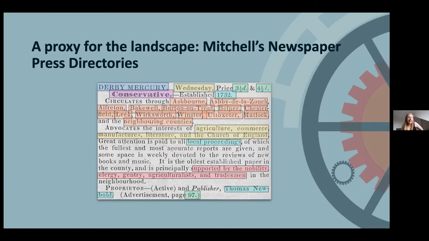We had them scanned and OCR'd, and then Caspar Beelen worked on how to extract that rich contextual information you're seeing highlighted in all those different colors, grappling in the process with bad OCR using transfer learning. Then the titles of the newspaper press directory newspapers had to be matched with the titles in our digitized collections, which was, again, no mean feat.